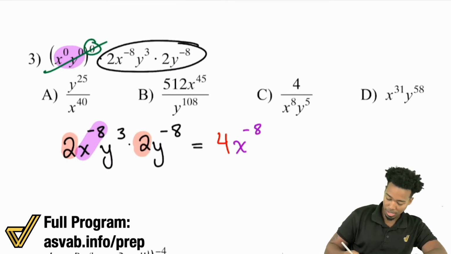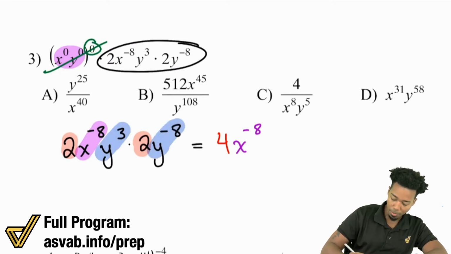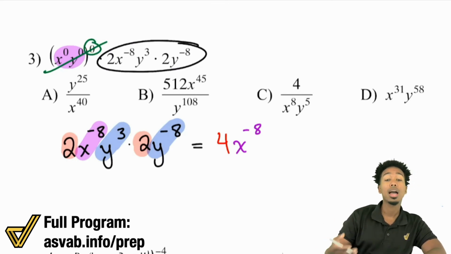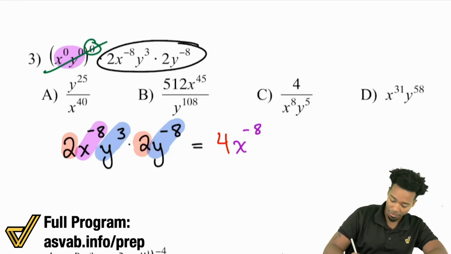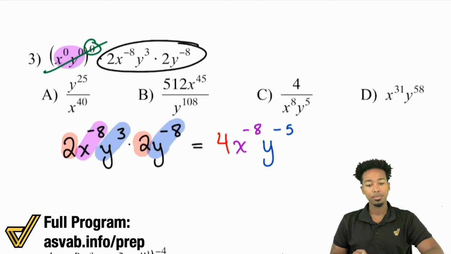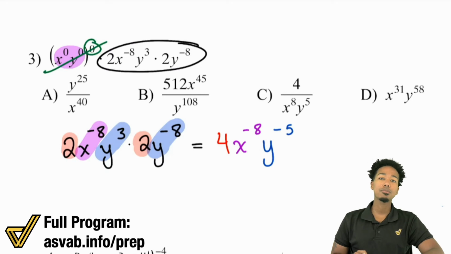And then lastly, we see that we have y cubed, y to the power of negative 8. So we're going to apply that product rule. Add the exponents. 3 plus negative 8 is negative 5. So we have y to the power of negative 5. Okay, the last thing we'll do, everybody, is make sure that the negative exponents become positive.